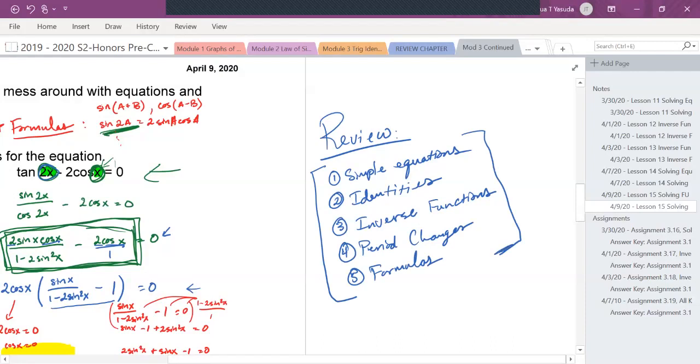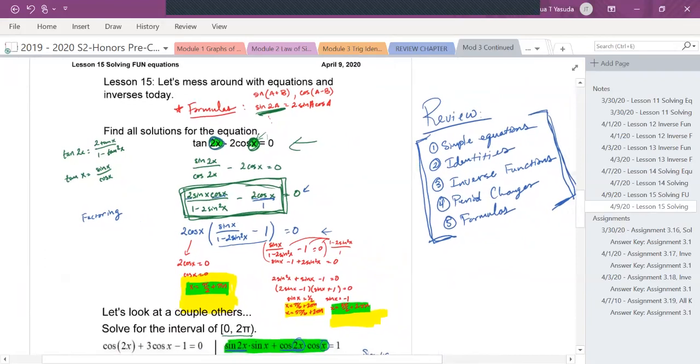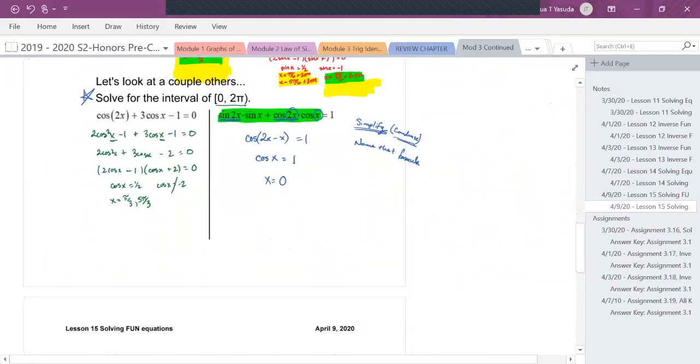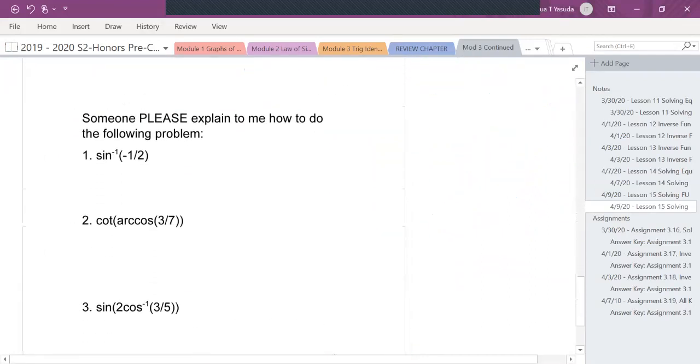But there you have it. So solving equations, those would be the key components, along with the 2 types of instructions: find all solutions, or solve for the interval of 0 to 2 pi. That's your review for equations. Hopefully that all looks good to you. If you have any questions, send them my way today.